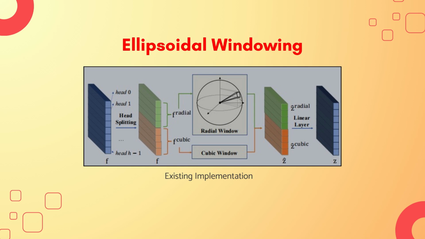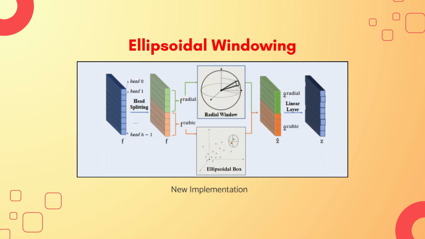Continuing with our experiments, we now explore the concept of ellipsoidal windowing. In the existing SphereFormer architecture, the dataset is divided horizontally into several heads. A convolutional neural network is applied separately to each head. Radial windowing is used for the upper heads, capturing sparse data, while cubic windowing captures dense data in the lower heads. The combined features classify the data into 20 classes, and performance is evaluated using mean intersection over union values.